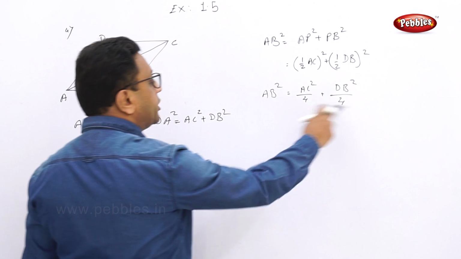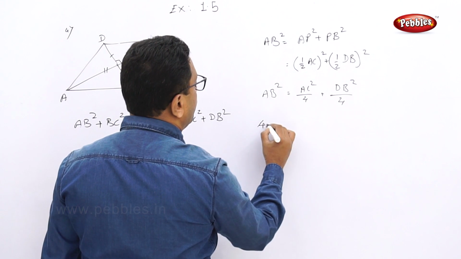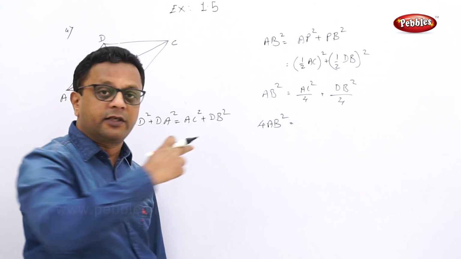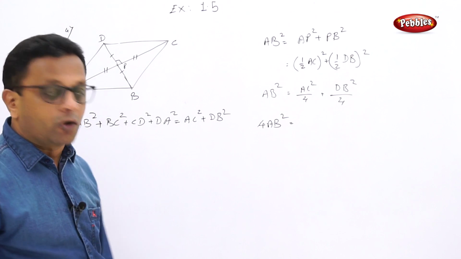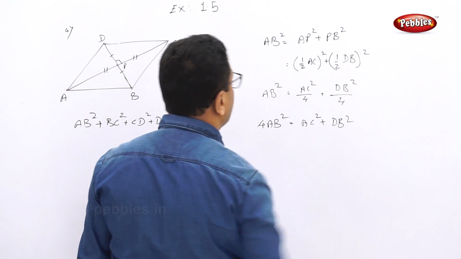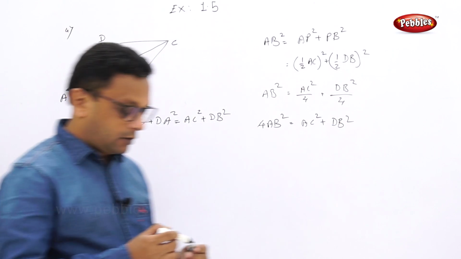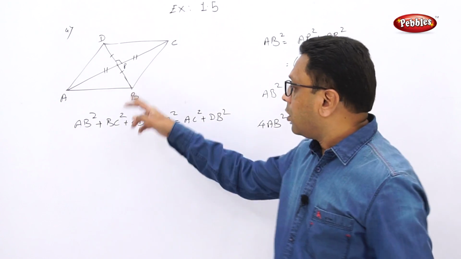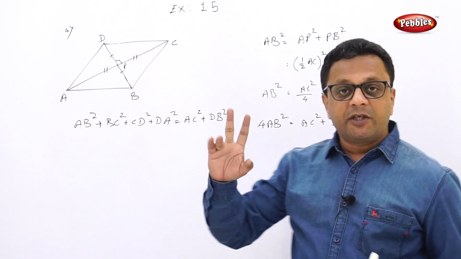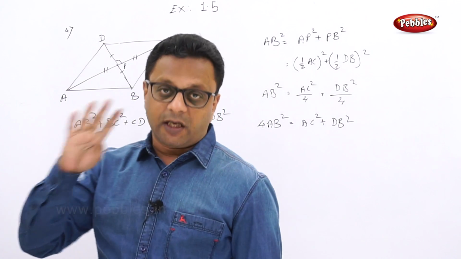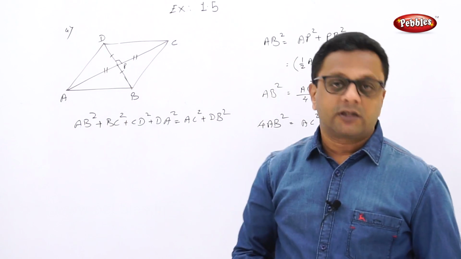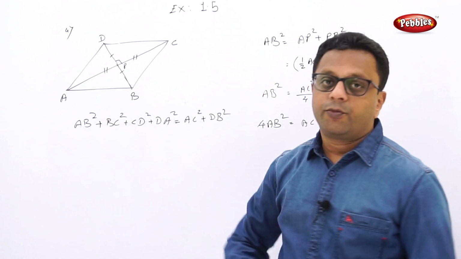Now we will take this to this side. So we have 4AB square. Don't ask me why this 4 will go to that side. It's just an LCM. 4 is common. Is equal to AC square plus DB square. So we have 4AB square, but all the sides of the rhombus are equal in length. So instead of AB square plus AB square plus AB square plus AB square, 4 times AB square, we can write AB square plus BC square plus DC square plus DA square, and hence it is proved.